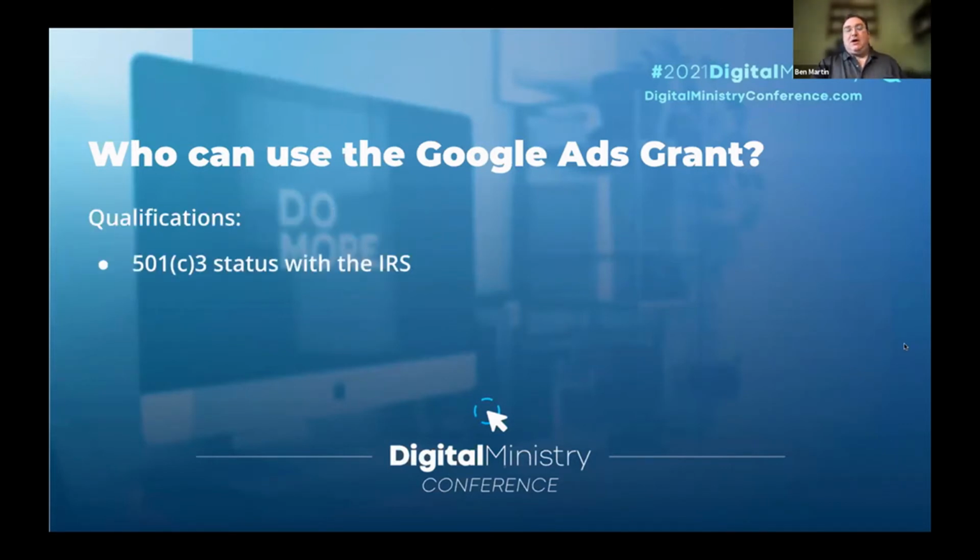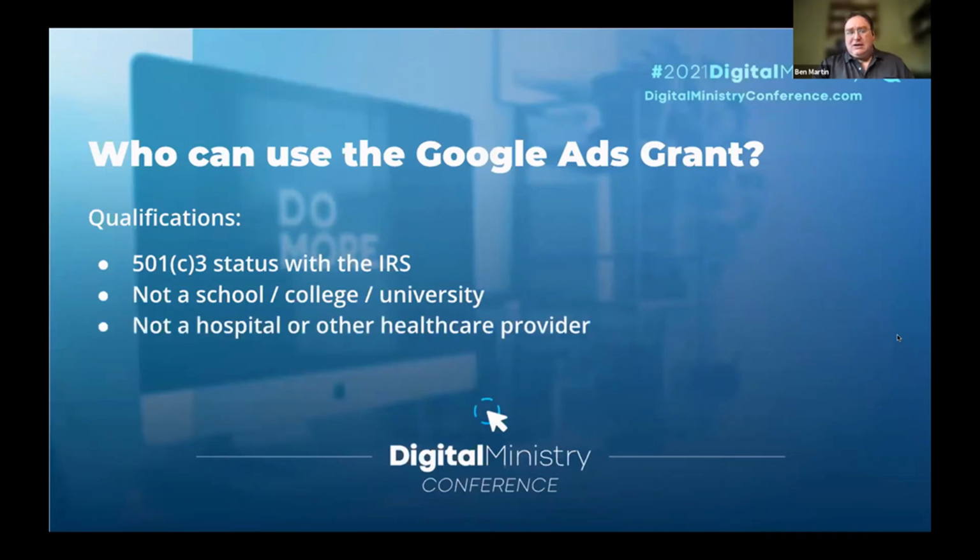Qualifications to be able to be part of Google for Nonprofits: you've got to be a 501c3 if you're in the United States. There are qualifications that vary country by country, but for the US, you've got to be a 501c3 organization. You also can't be a school, college, or university. You can't be a hospital or other healthcare provider. So those are the exclusions. The good news is that, in my experience, most ministries qualify because most ministries are already recognized as a 501c3. They've gone through that process, and so they qualify to access the Google Ads grant.